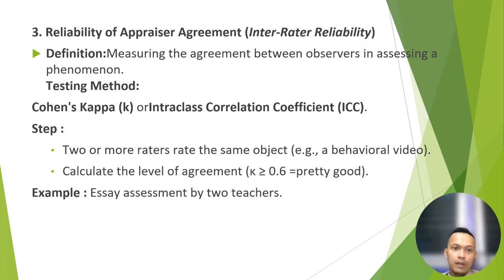The third is inter-rater reliability. The definition is measuring the agreement between observers in assessing a phenomenon. For example, an assessment by two raters. The testing methods are Cohen's kappa or the intraclass correlation coefficient, ICC. There are two steps here: two or more raters rate the same object and calculate the level of agreement.